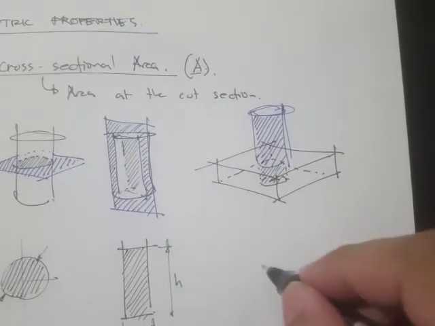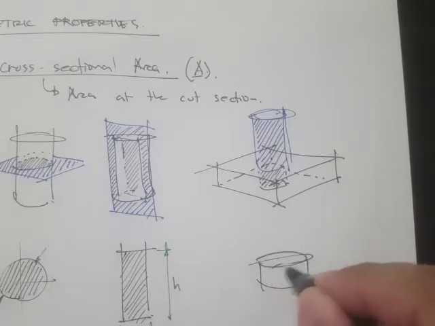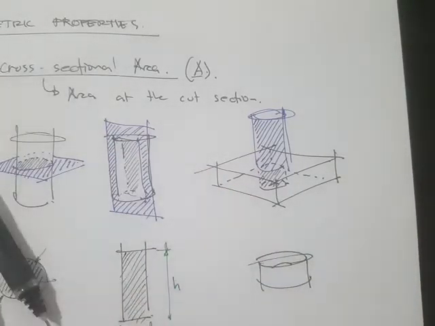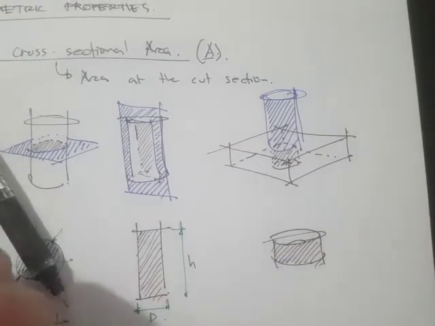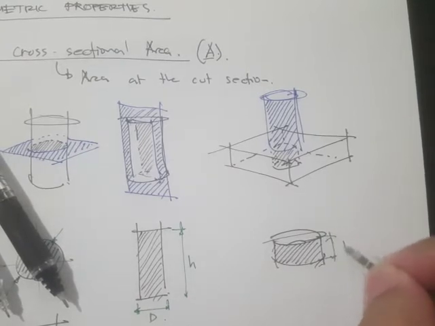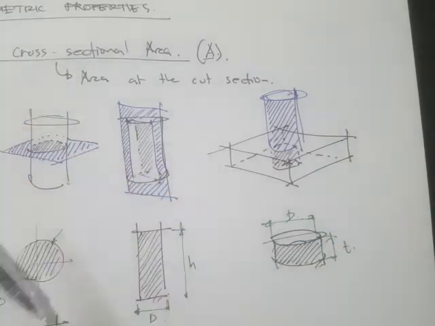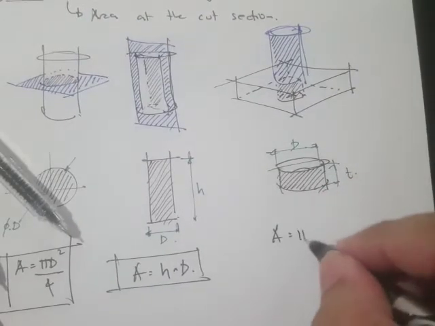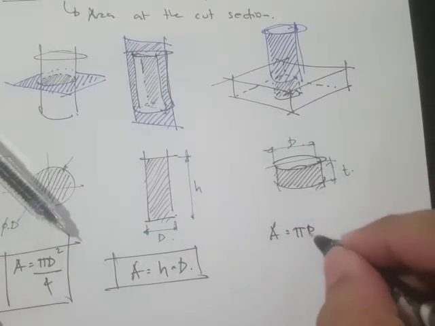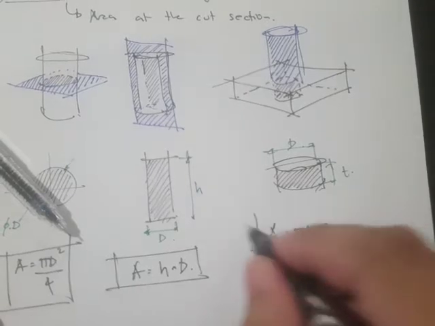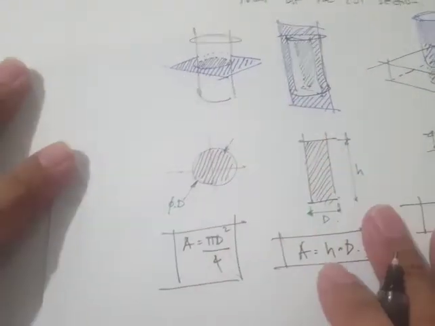Now if I draw it here, it will look something like this. This is our thickness and this is our diameter, for example. Then the area A is simply pi d, the circumference, times the thickness. Okay, so that's all for the cross-sectional area.